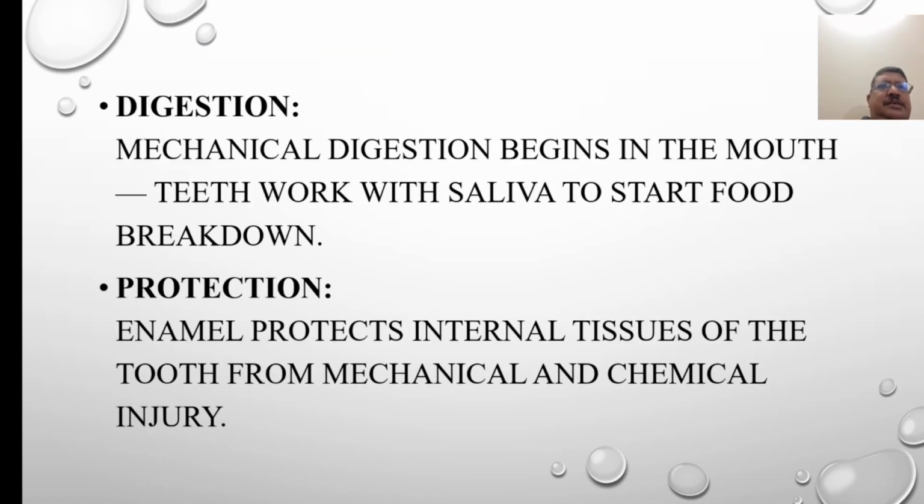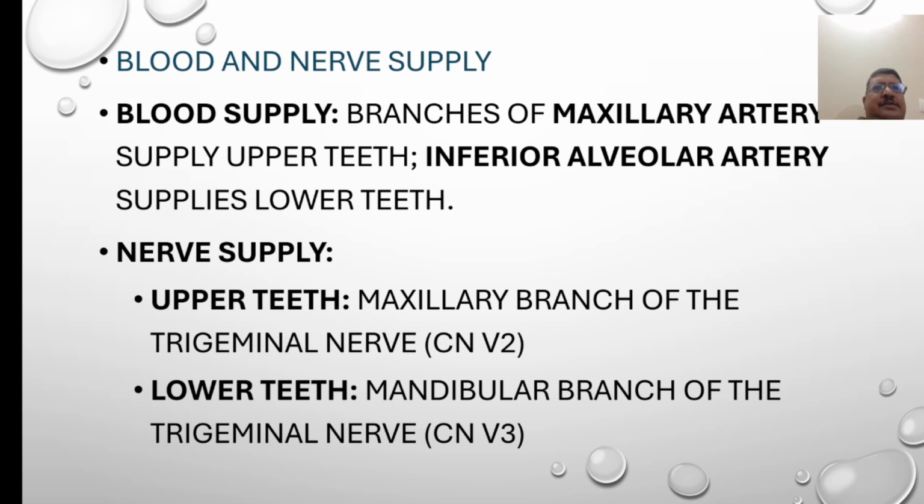Digestions, mechanical digestions begin in the mouth, teeth works with saliva to start food breakdown. Protections, enamel protects internal tissues of the tooth from mechanical and chemical injury. Blood and nerve supply, blood supply branches of maxillary artery, supply upper teeth, inferior alveolar artery, supply lower teeth.